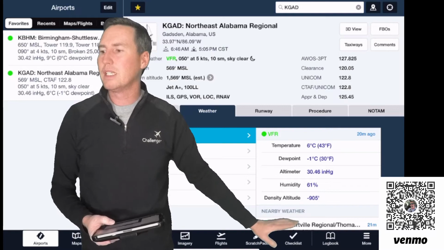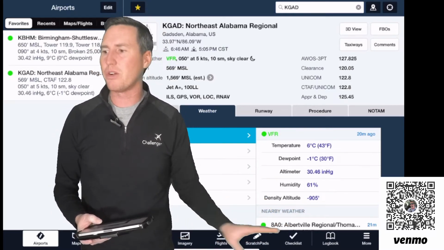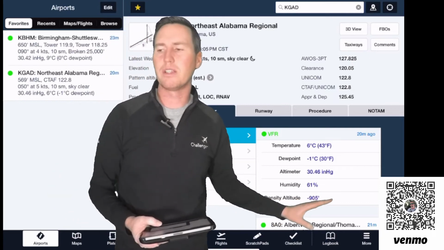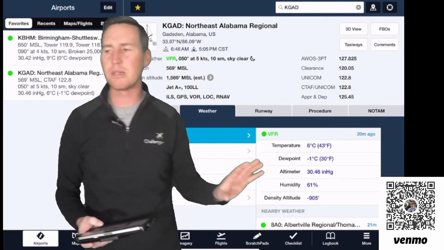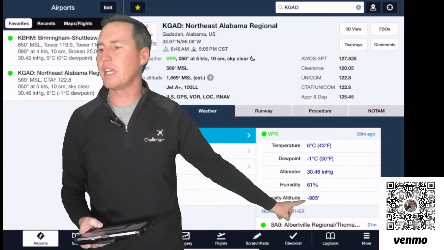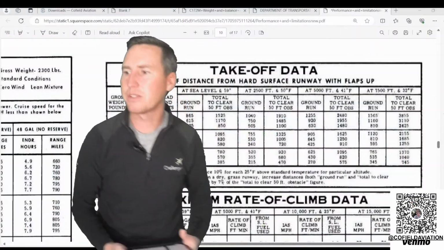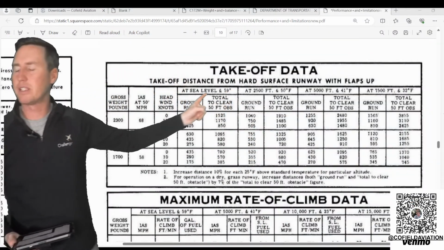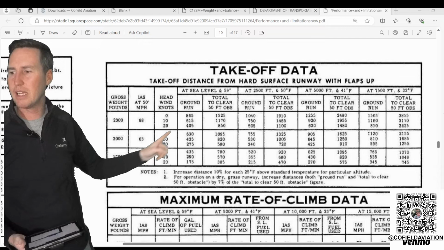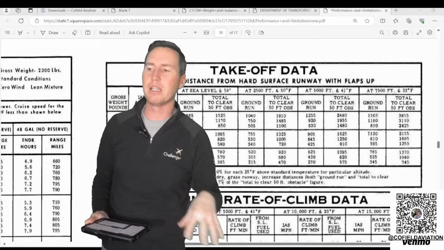So boom. Now this only works for our charts. It doesn't work for other ones. I will show you how the majority of other charts work. It's really simple, but ours, you can just go into density altitude. So negative 905 right here, we can just go right back to the charts. That means I would just go right here at sea level. Then depending on my weight, there's my numbers. So that would be what I would use right now with it being negative.